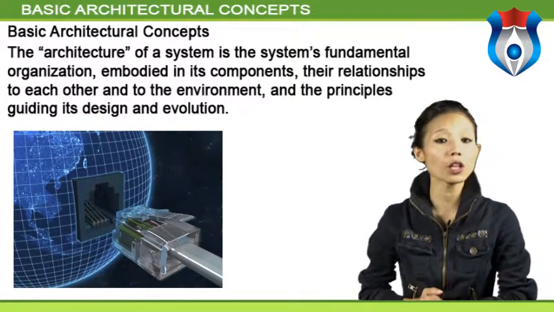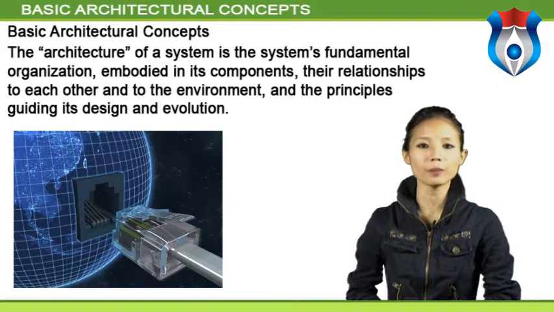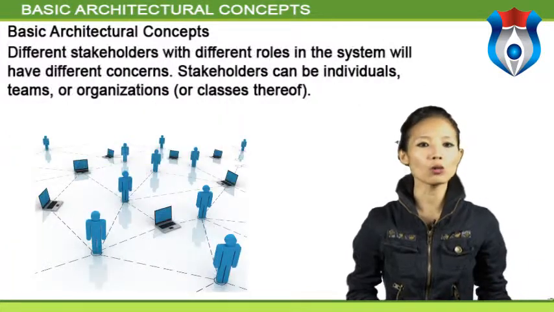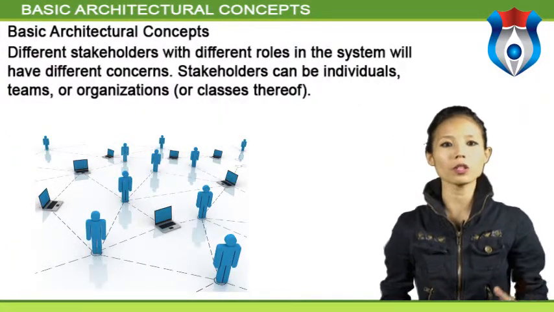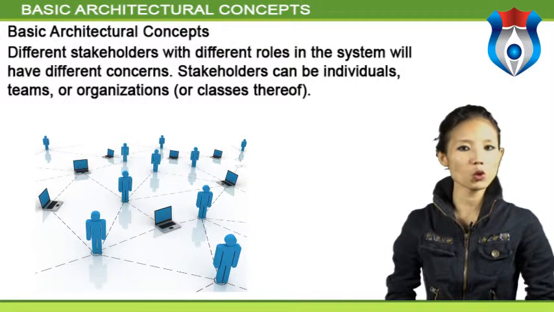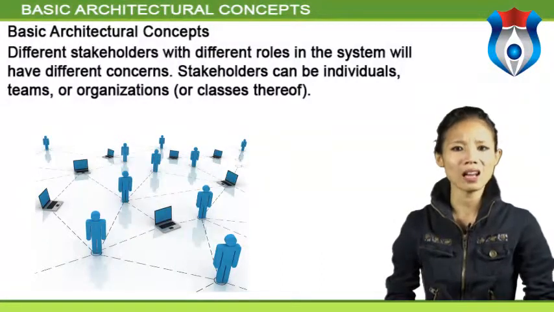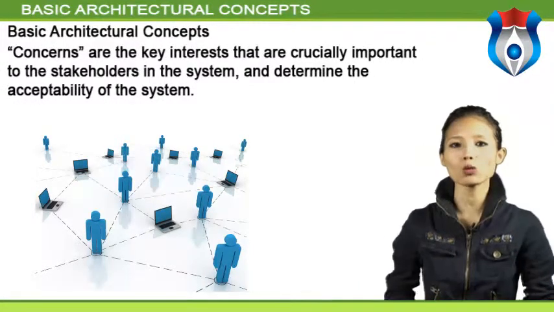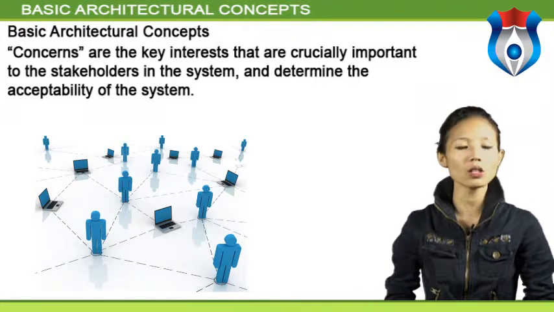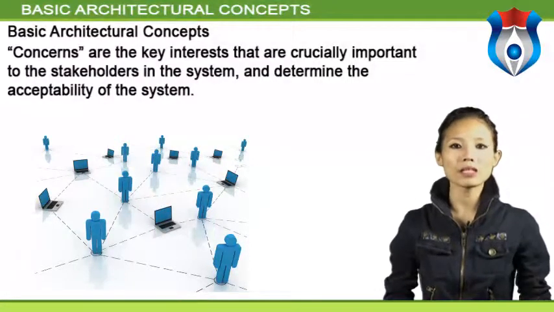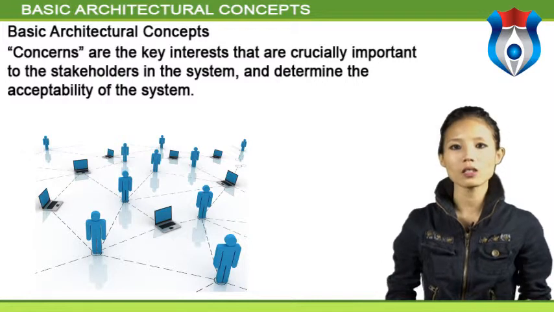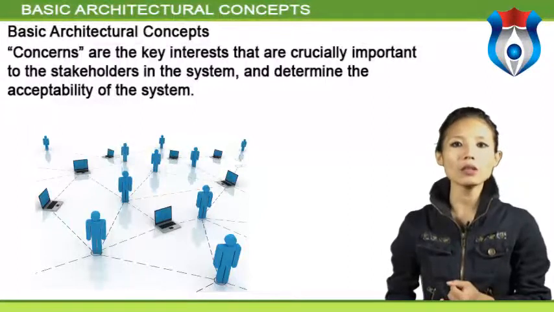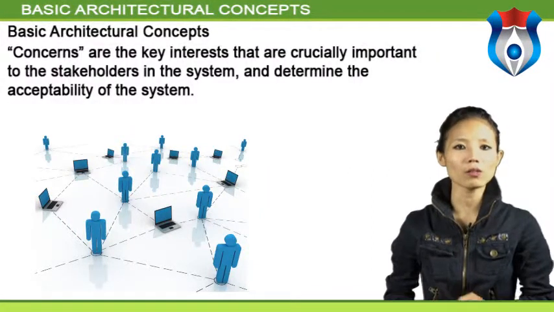Stakeholders are people who have key roles in or concerns about the system, for example, users, developers or managers. Different stakeholders with different roles in the system will have different concerns. Stakeholders can be individuals, teams, or organizations, or classes thereof. Concerns are the key interests that are crucially important to the stakeholders in the system and determine the acceptability of the system. Concerns may pertain to any aspect of the system's functioning, development, or operation, including considerations such as performance, reliability, security, distribution, and evolvability.